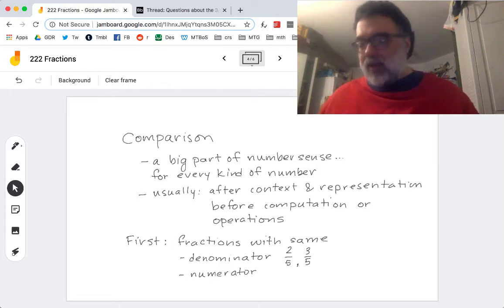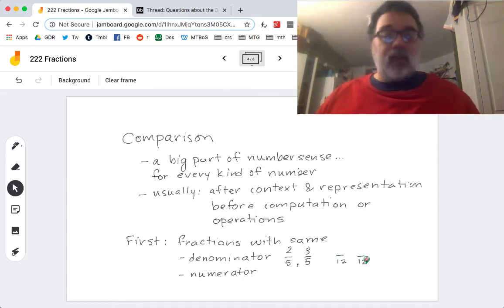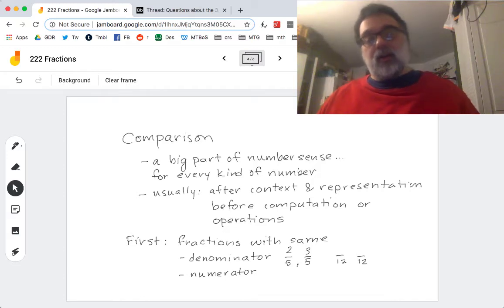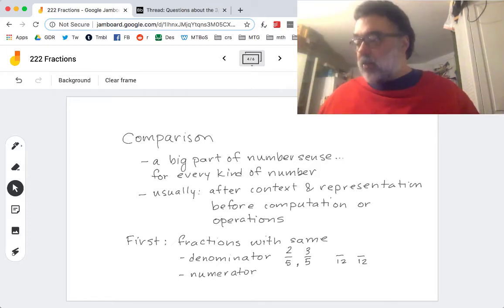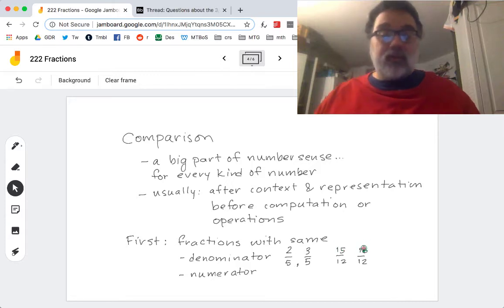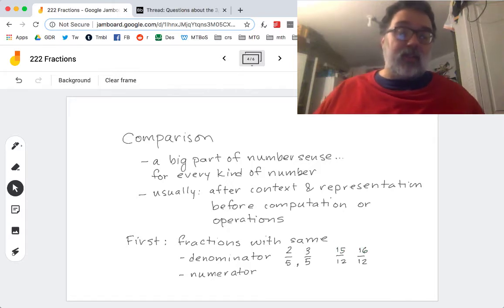And that would work for any denominator that we put, right? If we are comparing twelfths, if we have fewer of the twelfth pieces, that's less than if we have more of them, no matter how close the numbers are. If we have 15 twelfths and 16 twelfths, 15 twelfths is less than 16 twelfths.